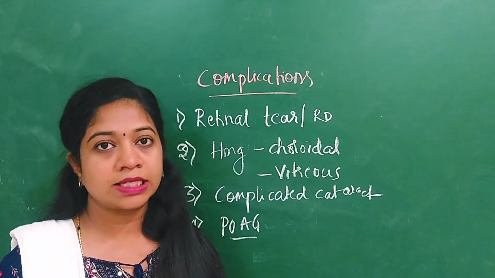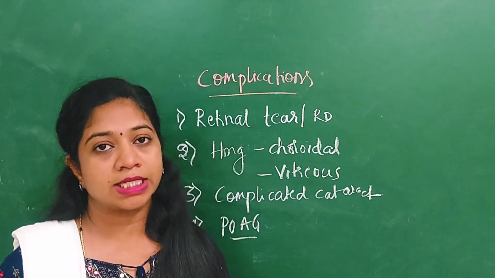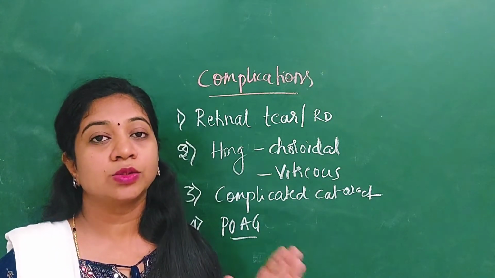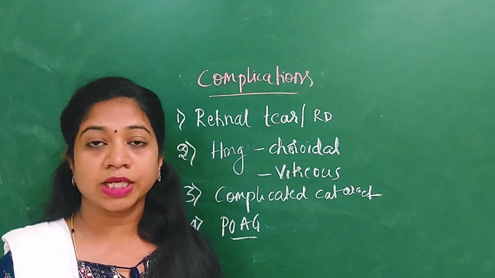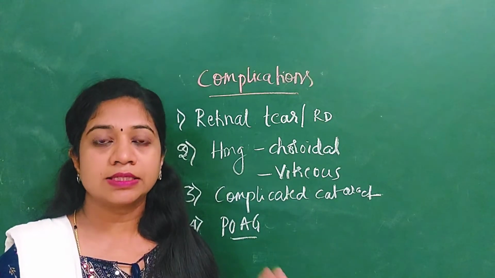Proper counseling is needed for these pathological myopic patients, and even counseling for marriage is important. So it is advised to avoid marriage between two patients of pathological myopia. It doesn't apply to simple or developmental myopia, but in pathological myopia, this care has to be taken.